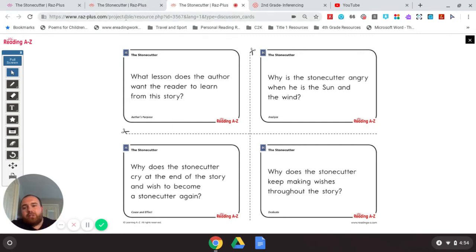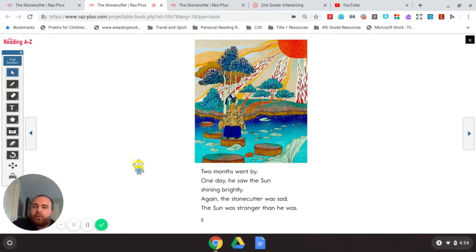He keeps making wishes because he's never truly happy with any of the things he turns into, except for one thing, and we'll get to that later. But he realizes it's not as good as he thought, right? He keeps wanting something else and wanting more and wanting more. And he's just never truly happy. So that's why the stonecutter keeps making wishes, because the author leaves us enough clues that he's not truly happy because he wants to be something else.